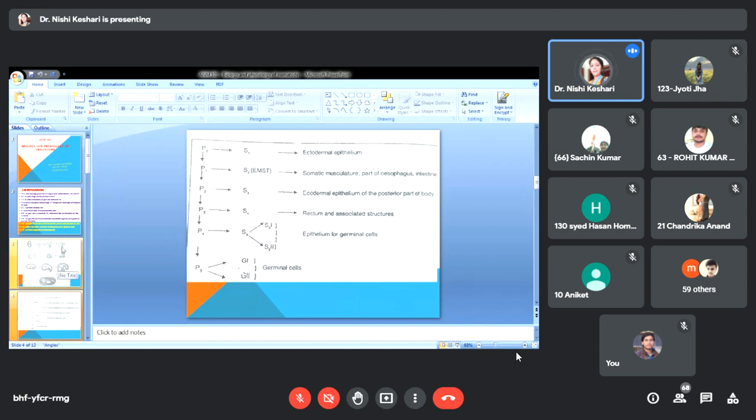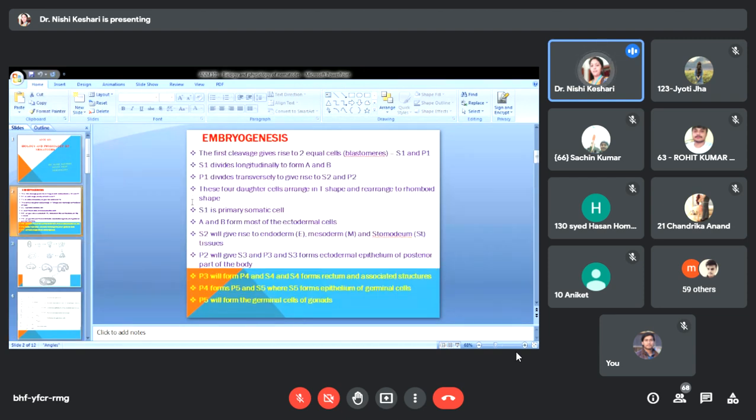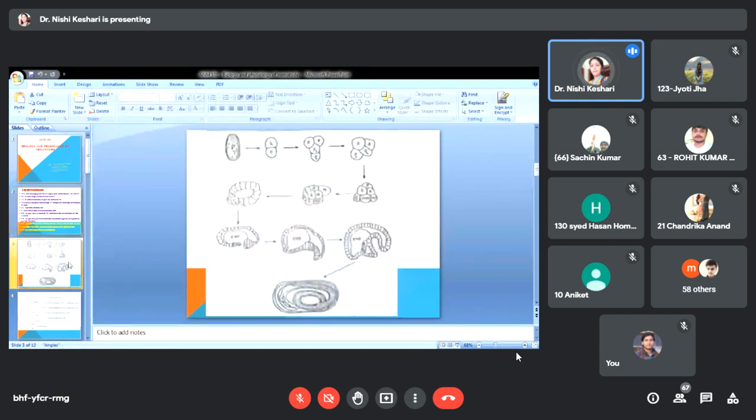Now you can understand from here also. The first cleavage gives rise to two unequal cells, that is blastomeres, S1 and P1. S1 divides longitudinally to form A and B, and P1 divides transversely to give rise to S2 and P2. And these four daughter cells arrange in a T shape. You have seen the T shape here. Okay.